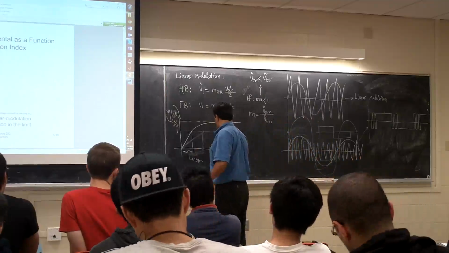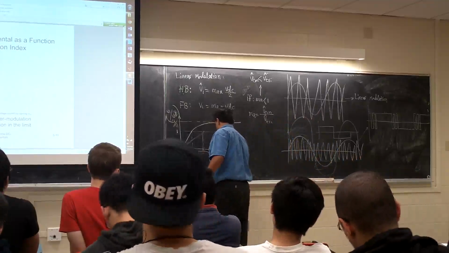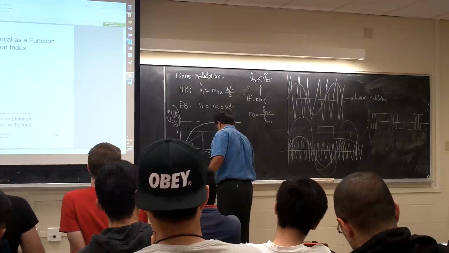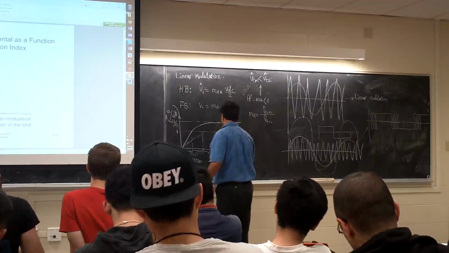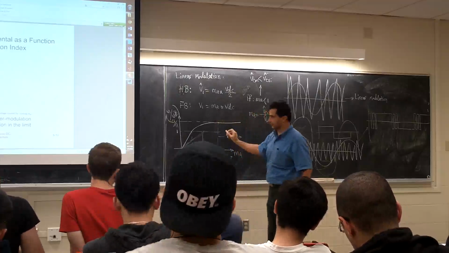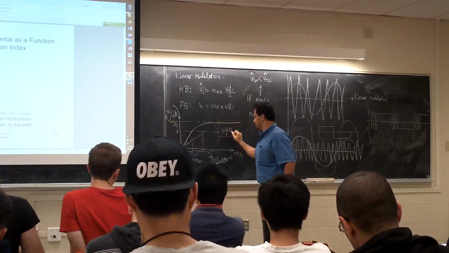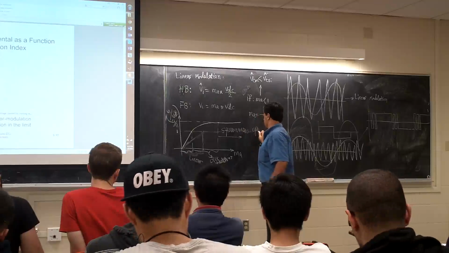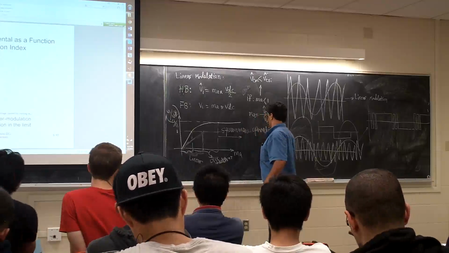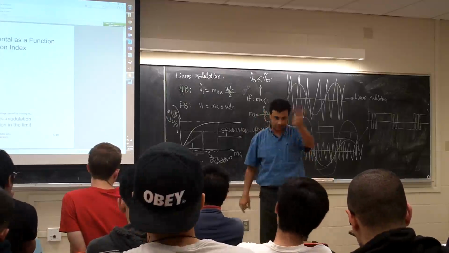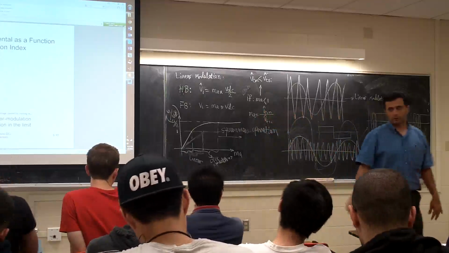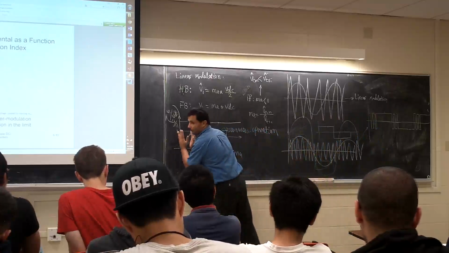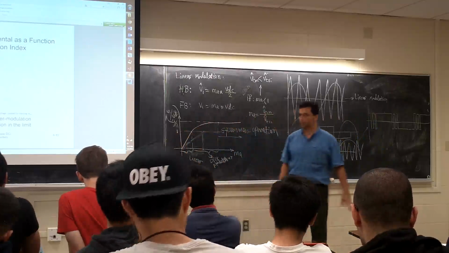So this one is the linear mode. This is the overmodulation. And from here is the square wave operation. So there are 3 modes for this one. Usually when we are doing the control, we would like to stay here, in the linear mode.